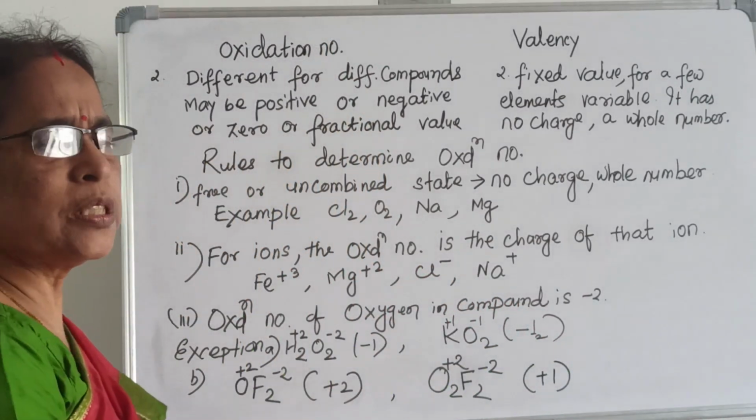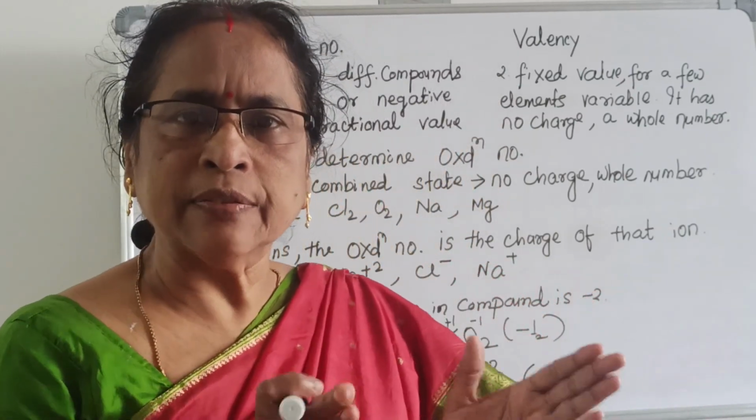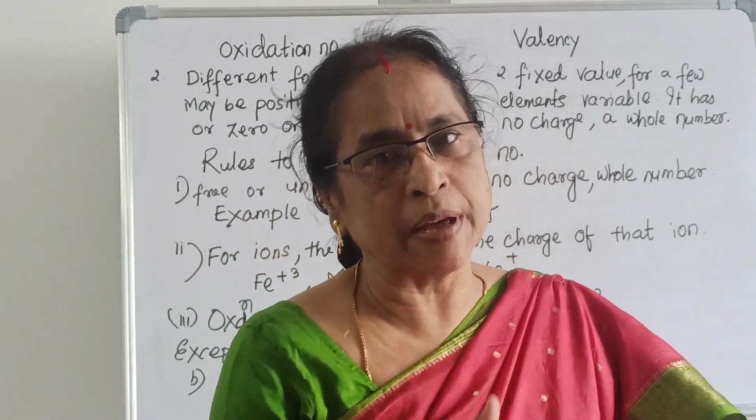Now, what are the rules for oxidation number? It is clear now, the difference between oxidation number and valency.